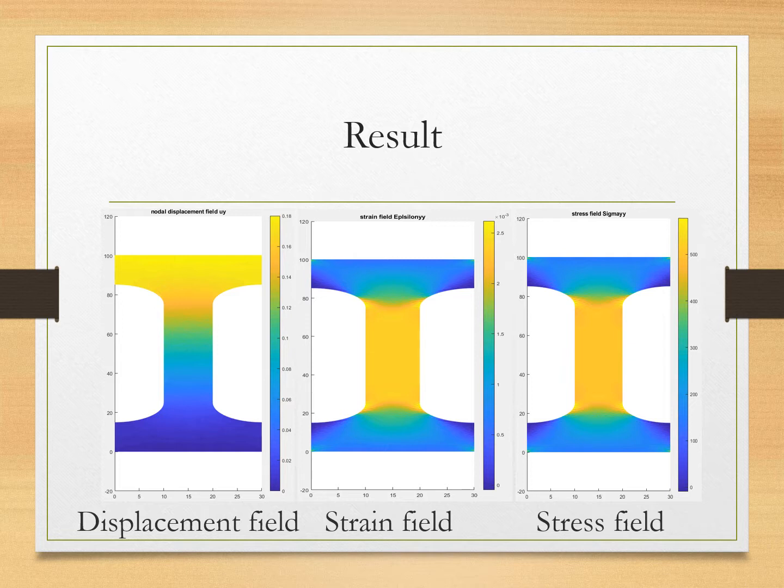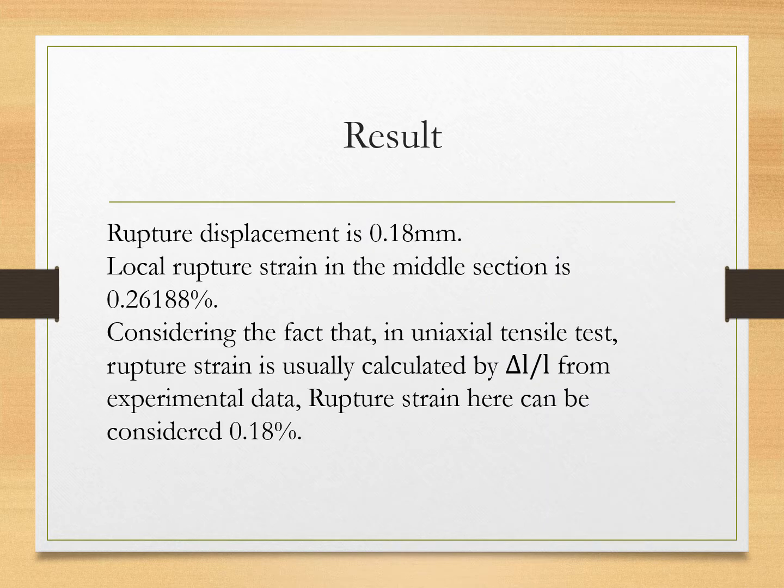Now the stress field, which is almost behaving similar to the strain field, we can see the maximum value goes to around 560 megapascals when the rupture happens, and that is what we set up right in the beginning, and this is what we expect. The rupture displacement is 0.18 millimeters. The local rupture strain in the middle section is 0.26%.